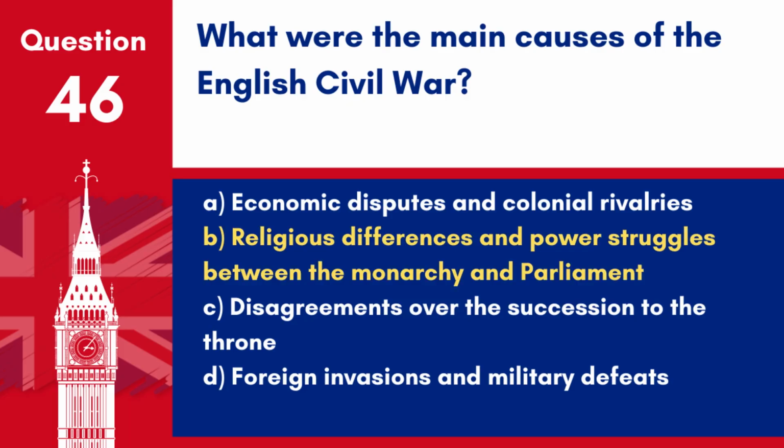Answer. B. Religious differences and power struggles between the monarchy and Parliament. The English Civil War was primarily caused by ongoing conflicts between the monarchy, led by Charles I, and Parliament, stemming from issues of religious freedoms, governance, and the extent of royal authority.